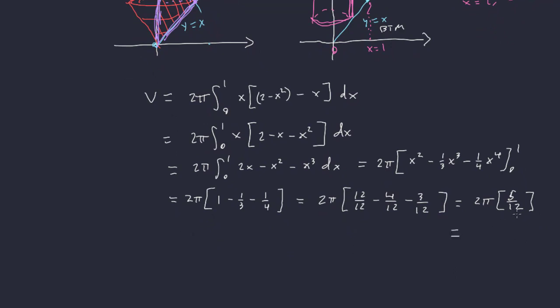Okay, and then the 12 will cancel with the 2 and leave us 6. So we'll get 5 pi over 6. Alright, so not that bad. Okay, now this problem would have been bad if we tried to do it with the washer method. However, you would still get the same answer. It would just be a lot more work to get there.